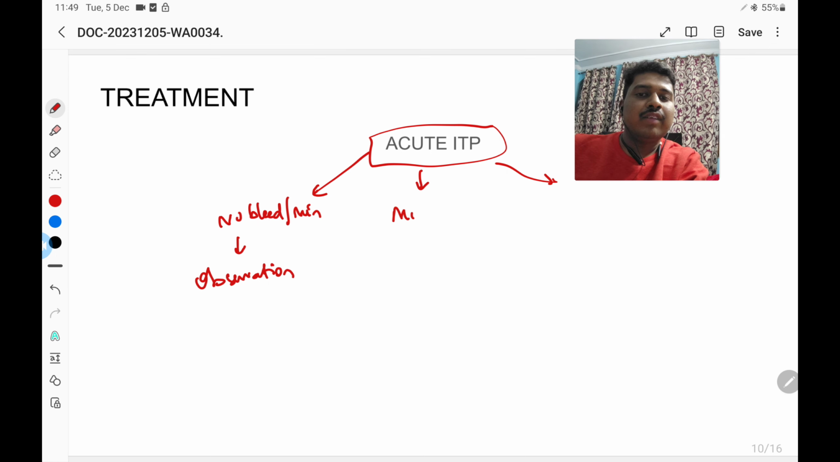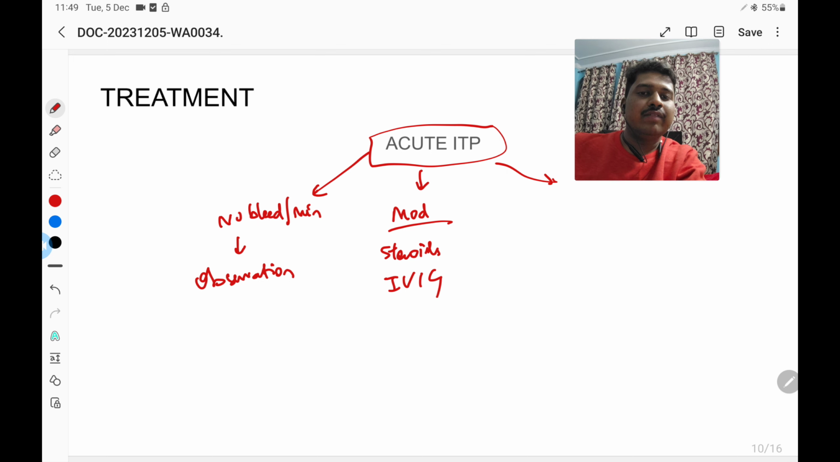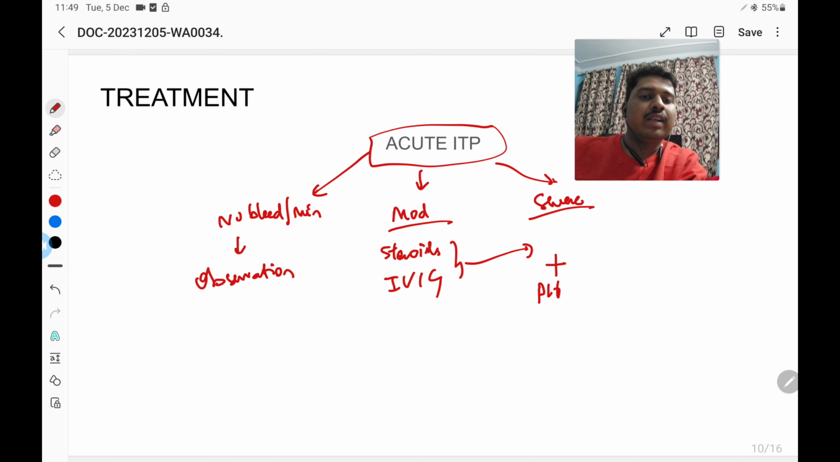So what if there is moderate bleeding? See, ITP is immune mediated, so you have to suppress immunity. So we will give steroids. And if it doesn't subside with steroids, we'll give IVIG. What if there is severe life-threatening bleeding? Along with steroids and IVIG, we'll give platelet transfusion.